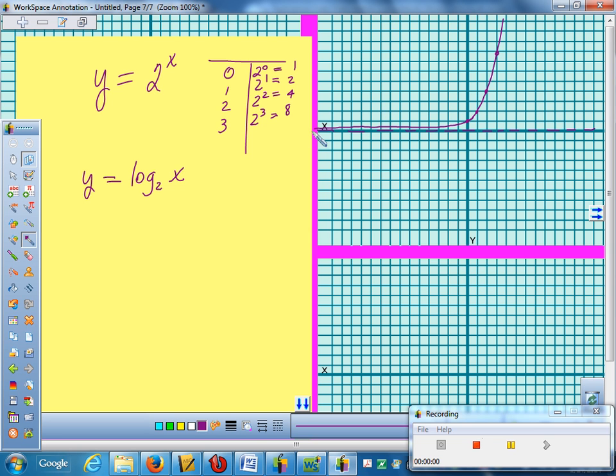This is the beauty of logarithms. A logarithm is an inverse of an exponential function. So if it's an inverse, what should happen to those x and y coordinates? They should switch. If you have a base 2 here, you've got a base 2 here, all you need to do is switch those. The 1, 2, 3 goes on the right, and the 1, 2, 4, 8 goes on the left. You just need to switch the coordinates.